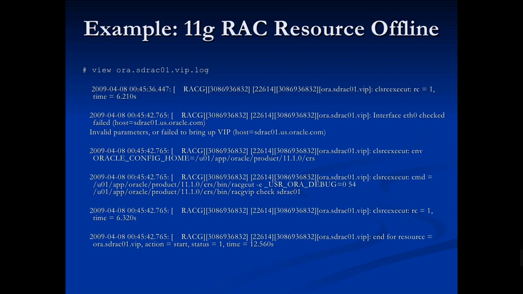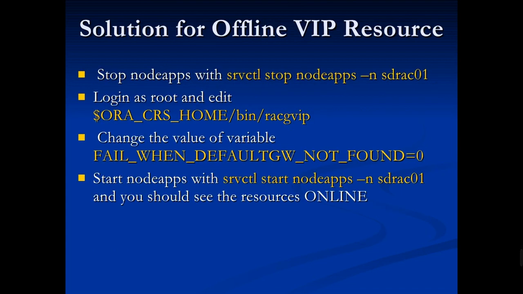Example of a rack resource offline. Here is a deep analysis of how that VIP log works. You can see what the issue was and why it happened because of this resource going offline, so that we can analyze this log.